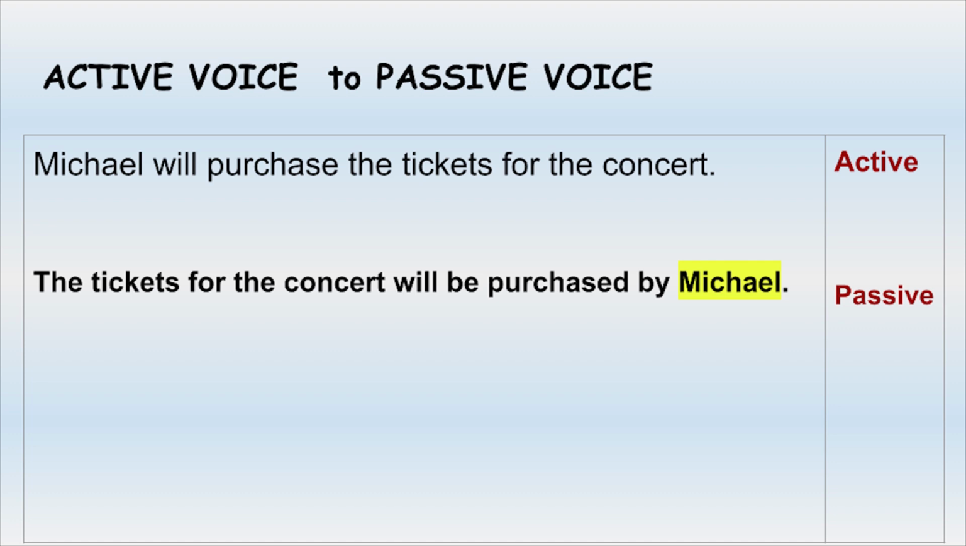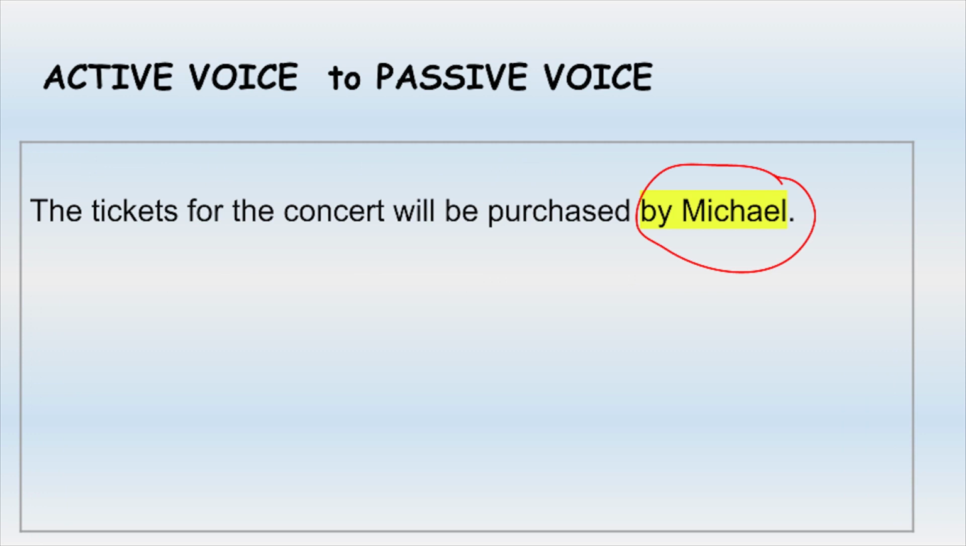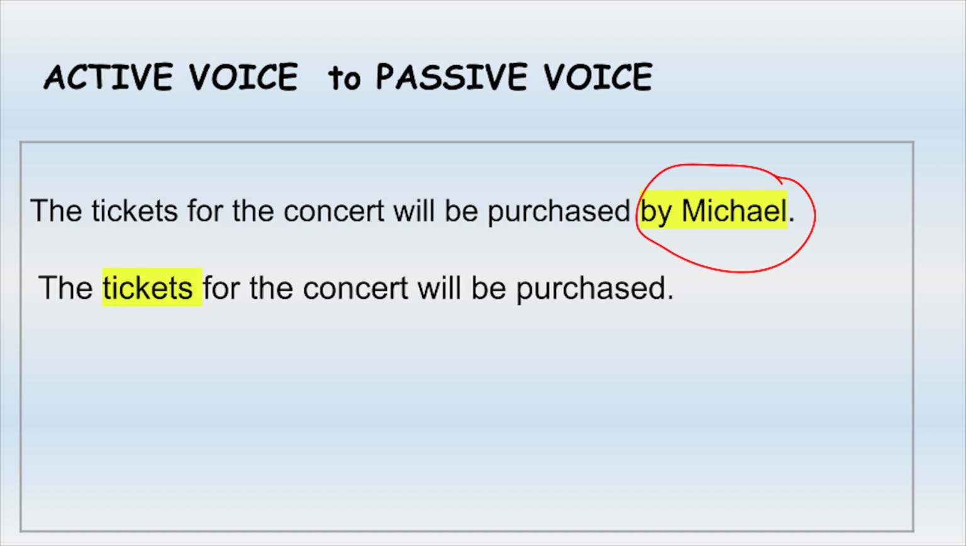If we wanted to be less precise, the preposition by, along with the subject of the sentence, may be omitted, and it would not change the intent of the message. Using our last example, the tickets for the concert will be purchased by Michael. By Michael could be left off as the focus is on the object, which is the tickets. The tickets for the concert will be purchased is fine by itself without the preposition by and the subject Michael, as we do not need to know who will purchase the tickets.